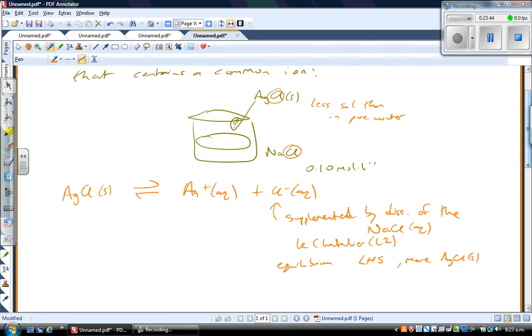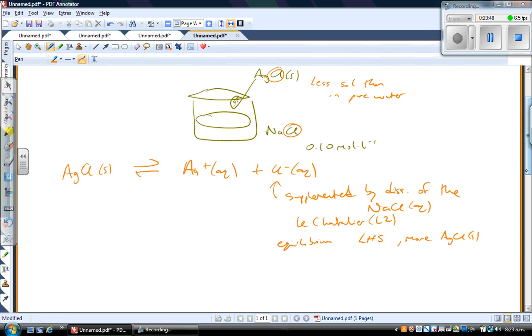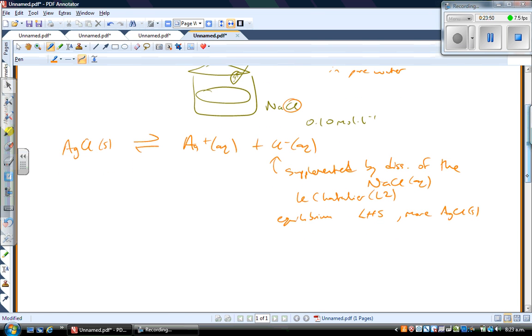It's called the common ion effect. It could also be referred to as Le Chatelier's principle. And now we need to take a look at some sort of questions that you could get asked here. So write down a question, and we'll take a look at it. So here's a question: calculate the solubility of AgCl solid in the NaCl solution.